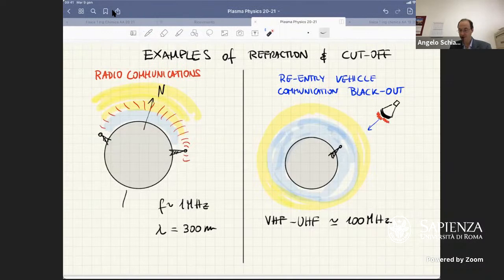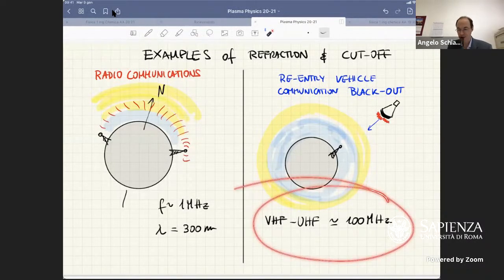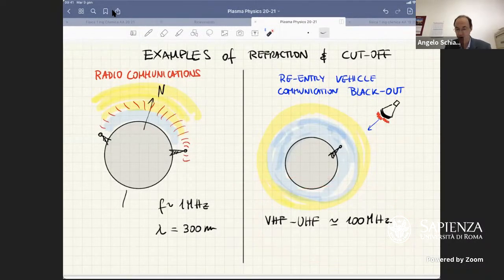What is happening is that, whatever frequency range you choose for communicating between the re-entry vehicle and Earth, at a certain point the plasma produced by the re-entry vehicle in front of itself will go into a region where the local plasma frequency becomes higher than the frequency you're using for communicating.